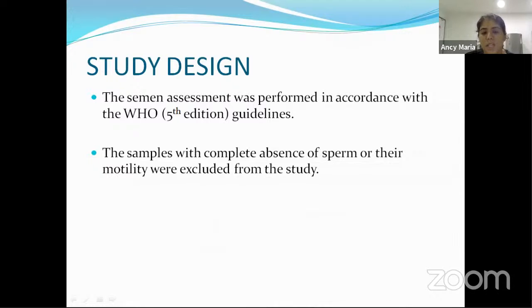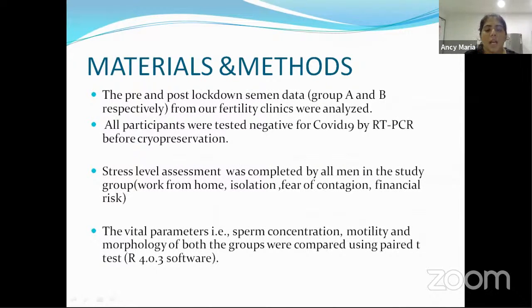Samples with complete absence of sperms, like azoospermic patients, and samples with a complete absence of motility were excluded from the study. Both the pre- and post-lockdown semen data, which we call group A and B respectively, that is before lockdown and after lockdown, from our fertility clinics were analyzed. We also checked the patients for COVID-19 by RT-PCR. All of the patients came negative.